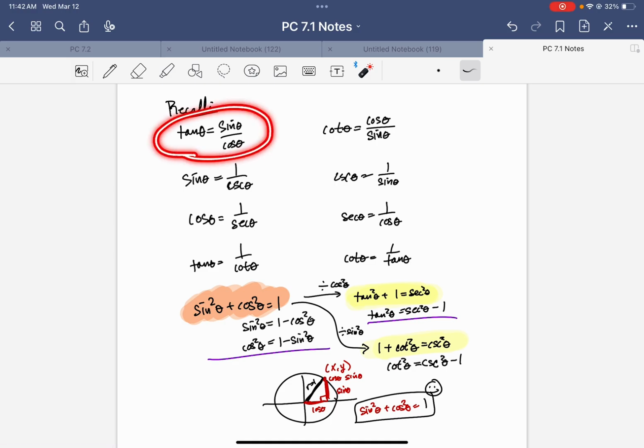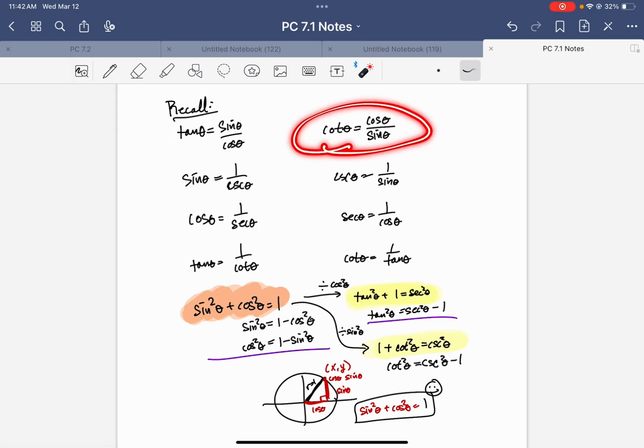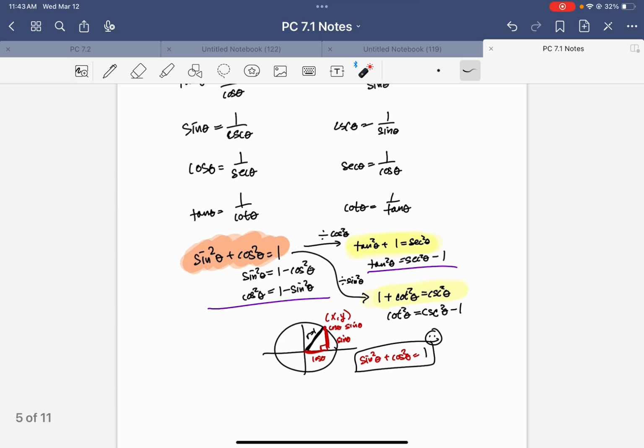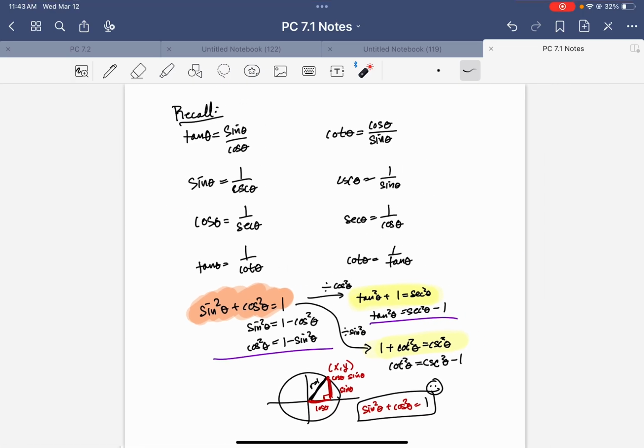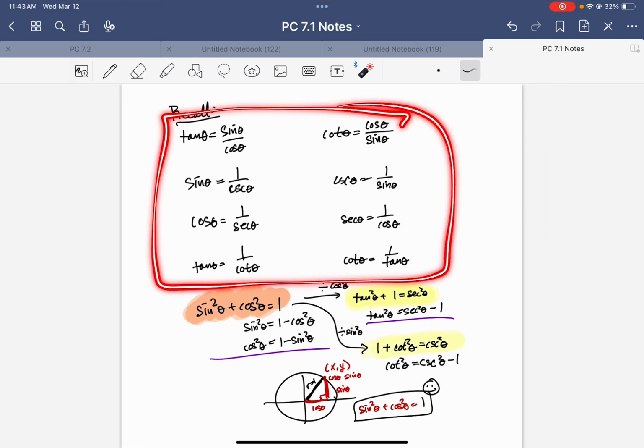The tangent is sine over cosine. Cotangent is cosine over sine. Sine is 1 over cosecant, because S goes with C. Cosine is 1 over secant, because S goes with C. Tangent is 1 over cotangent. Well, then relatedly, because S goes with C, cosecant is 1 over sine, and secant is 1 over cosine. Well, then also cotangent is 1 over tangent. And so we need to know all of those reciprocal identities.